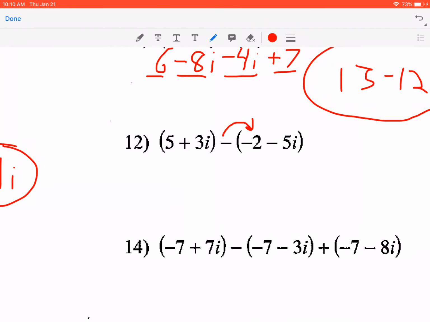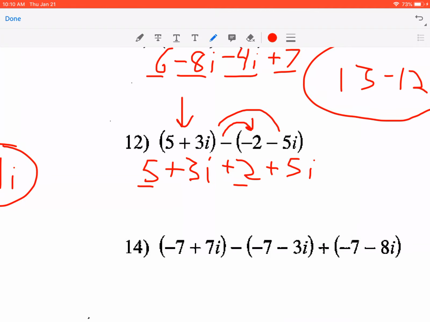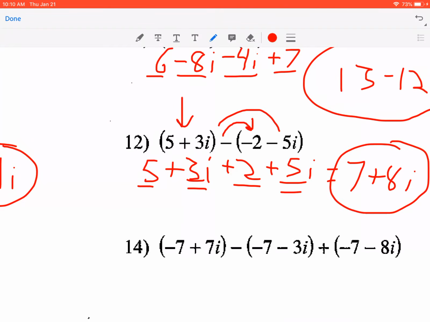Distribute this, and I would rewrite it. So a negative and a negative, that's a positive 2. Negative and a negative, that's plus 5i. Nothing changes here. Now just clean it up. Real with real. 5 and 2, 7. 3i, 5i, plus 8i. That's the best you can do. Real number, then imaginary. All right?